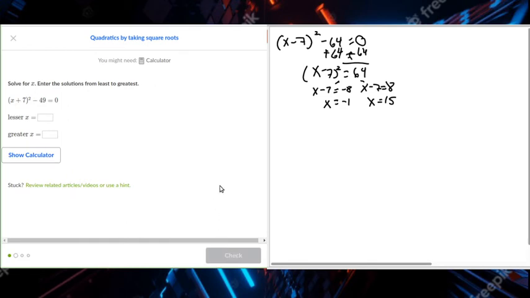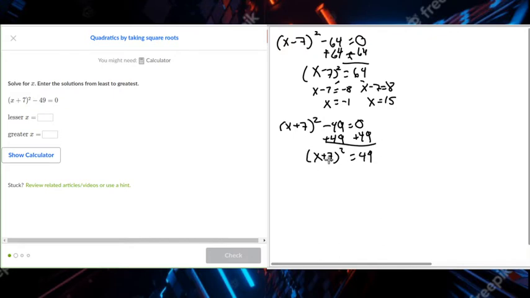All right, so my next one looks kind of the same. It's not a function though. It just says it's an equation that's 0. So I have x plus 7 squared minus 49 is equal to 0. So I'm going to add 49 to both sides, and I'm going to end up with x plus 7 squared is equal to 49.